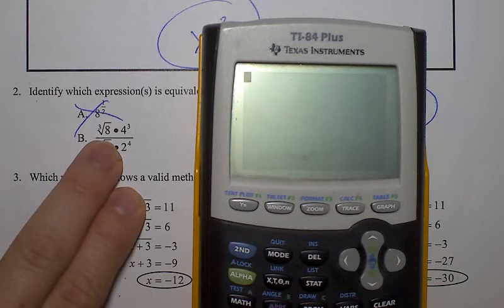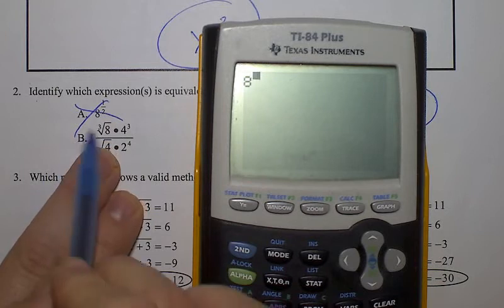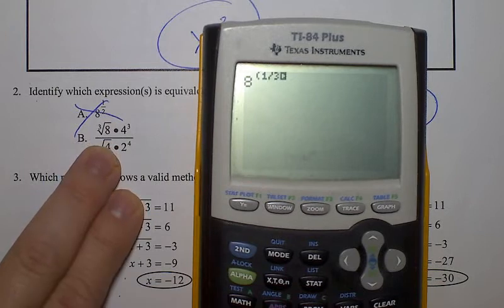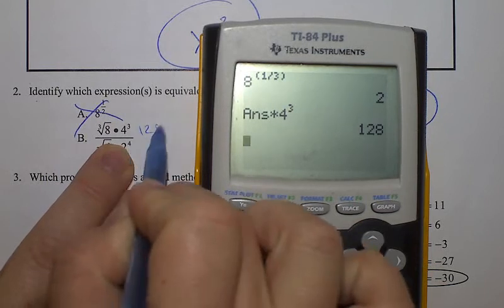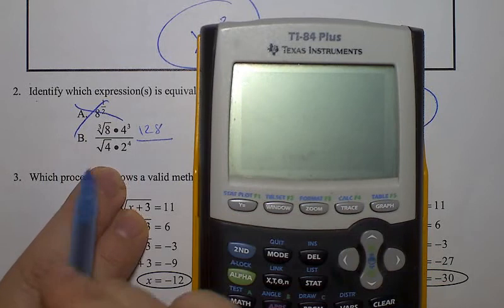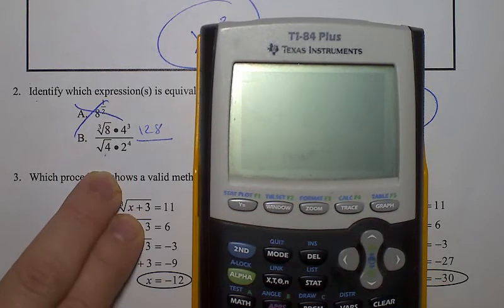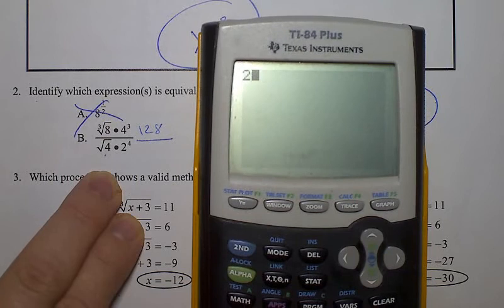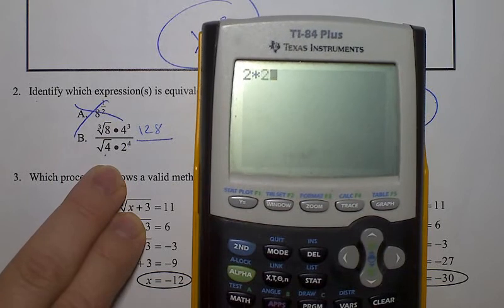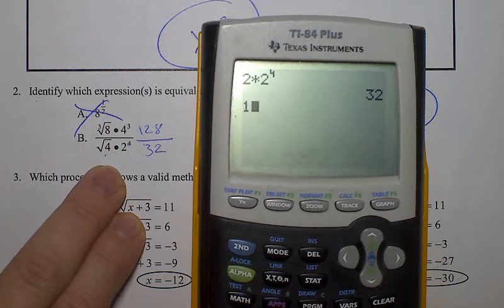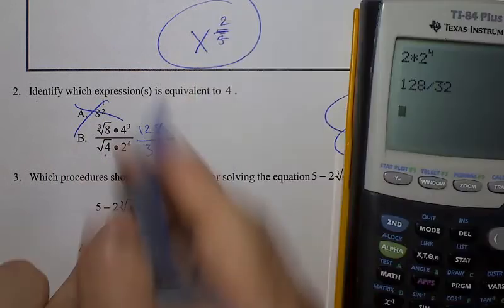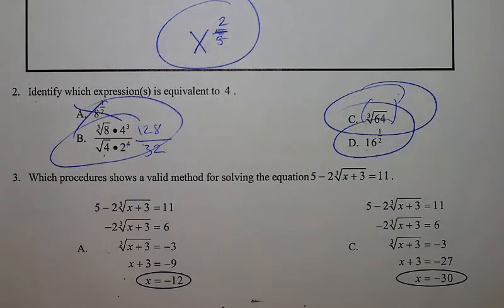So I'm going to take 8 to, not 8 to the third, but it's 8 to the 1/3. Okay, and I'm going to take it times 4 to the third. That's my numerator, 128. On the bottom, I know the square root of 4 is 2. So 2 times 2 to the 4th is 32. And if I take 128 divided by 32, I end up with an answer of 4. Correct answers would be B, C, and D.